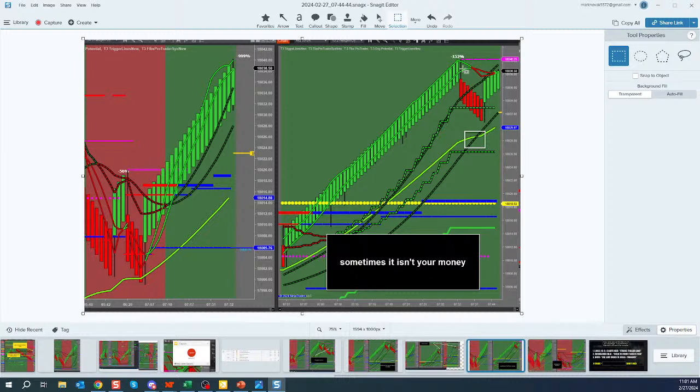And this is a NASDAQ trade. My small triggers were away. My large chart said go, but it just didn't get to my entry. And I had to sit there and go, oh man, I guess I'm just not going to get paid on this one.